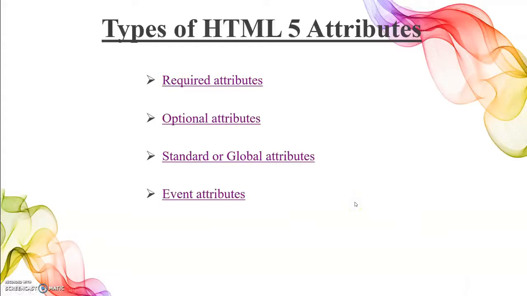I hope all of you understand about the types of attributes available in HTML5. They are categorized into 4 groups: required attributes, optional attributes, global or standard attributes, and event attributes. These all attributes are used for giving additional information to an element.